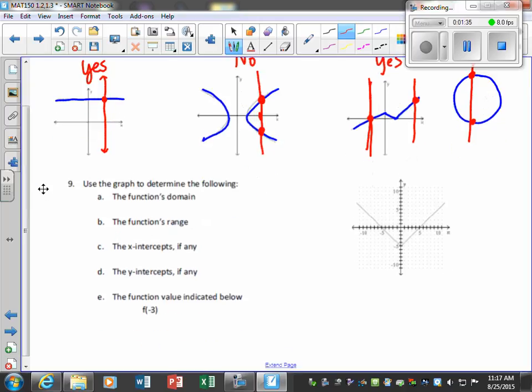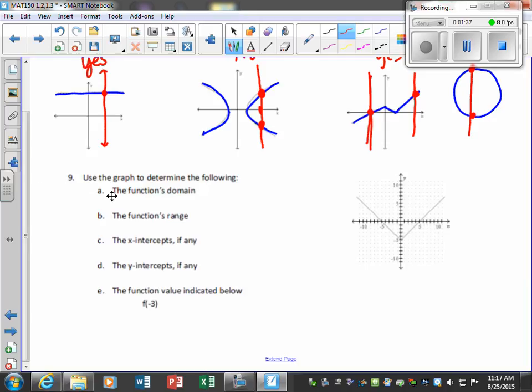Next, we're going to use the graph to determine the following. The function's domain. What did we say the domain was? The x values. Good. To describe the domain, we can use interval notation. Let me show you and remind you of interval notation.